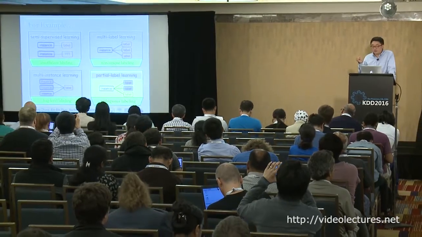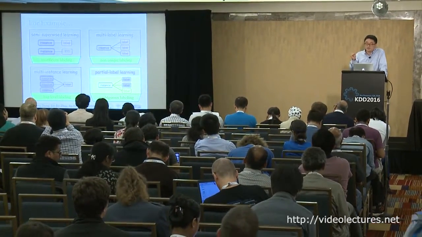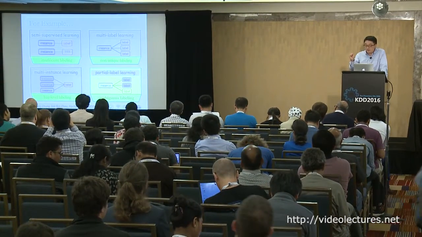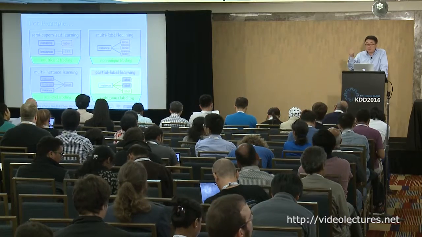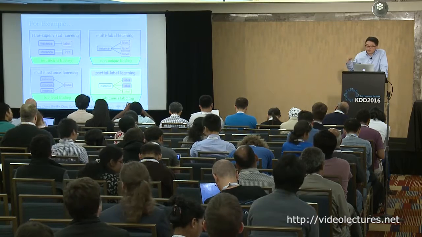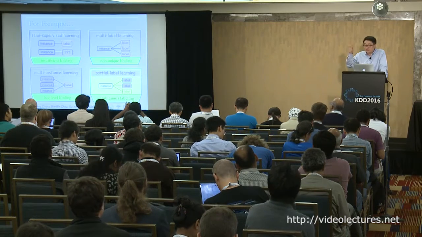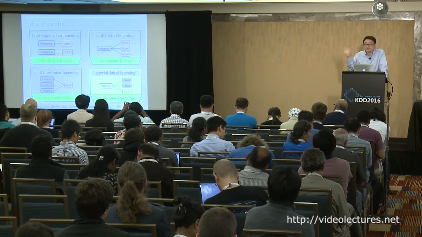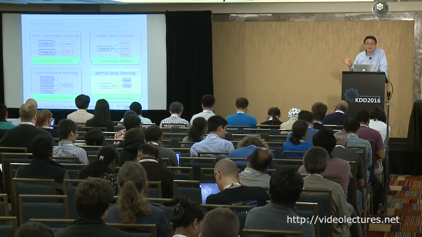So what if the label you get for each instance is not a clear label, but you can get multiple candidate labels? So you are sure that the ground truth label is among those candidates, but you just don't know which one is actually the true label.